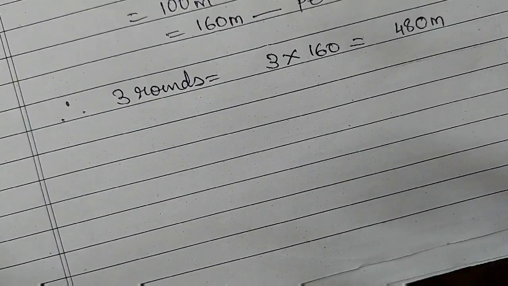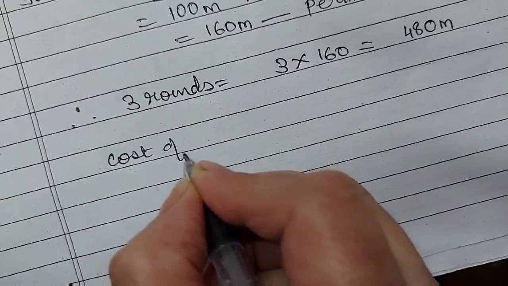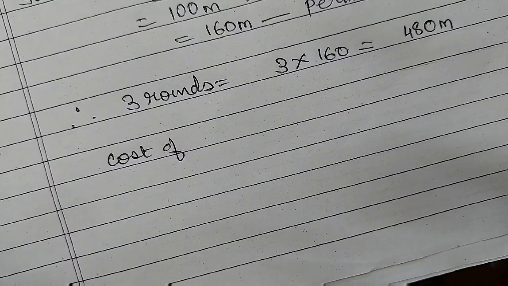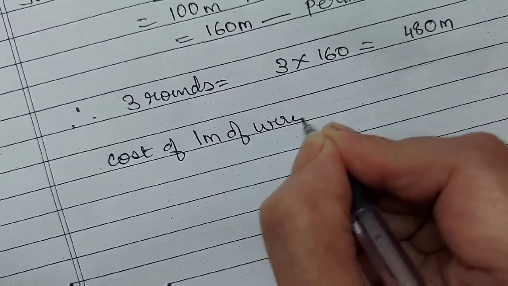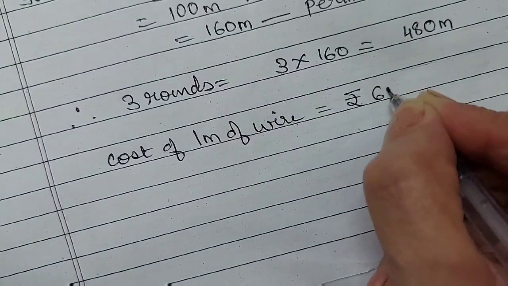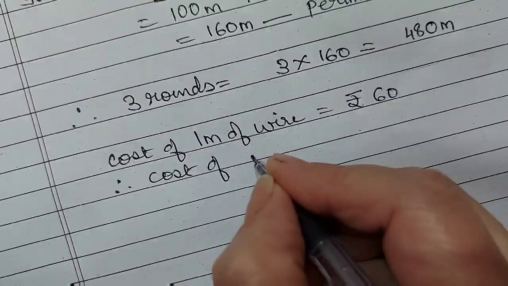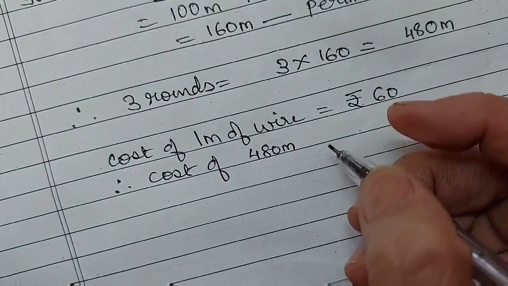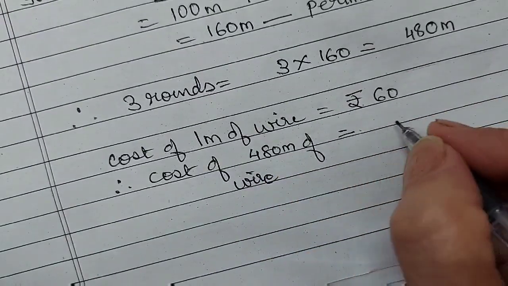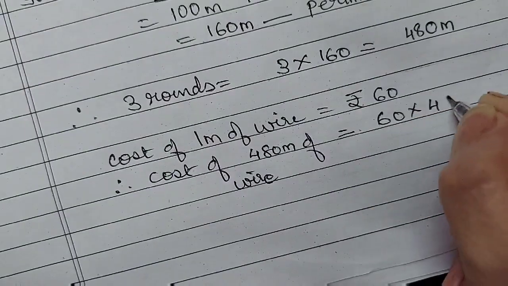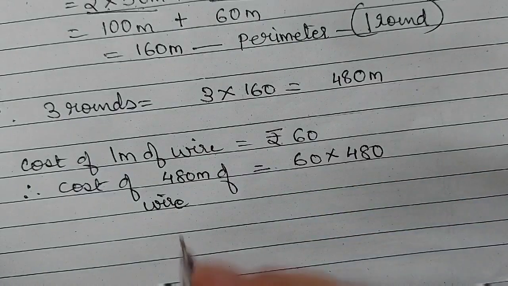Now coming to the next part of the question. The second part of the question is the cost. Cost of 1 meter of wire is equals to rupees 60. Therefore, cost of 480 meters of wire is equals to 60 into 480. 60 into 480. So how to do this?